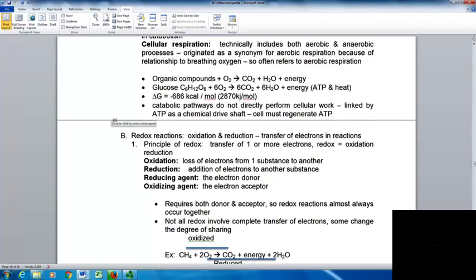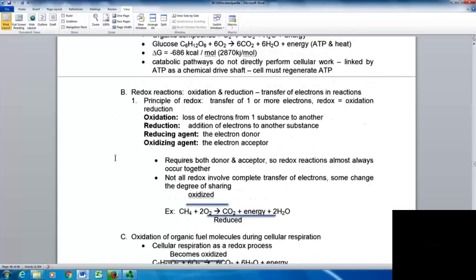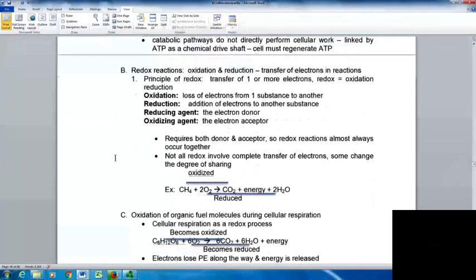The catabolic pathways themselves are not going to directly perform the cellular work. Instead, they're linked by ATP as a chemical drive shaft. It's similar to the idea that you go to work, you get paid with a paycheck, and you use that paycheck to pay your other bills. The cell breaks down glucose, stores its energy in the form of ATP, and then uses ATP to fuel other processes in the cell. These involve redox reactions, sometimes called oxidation and reduction.